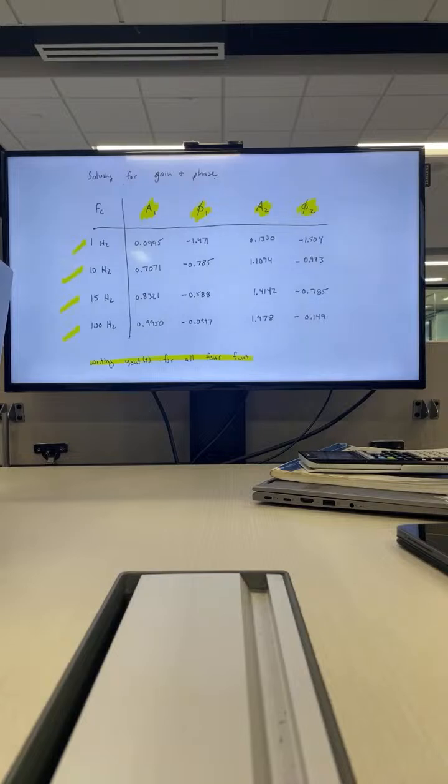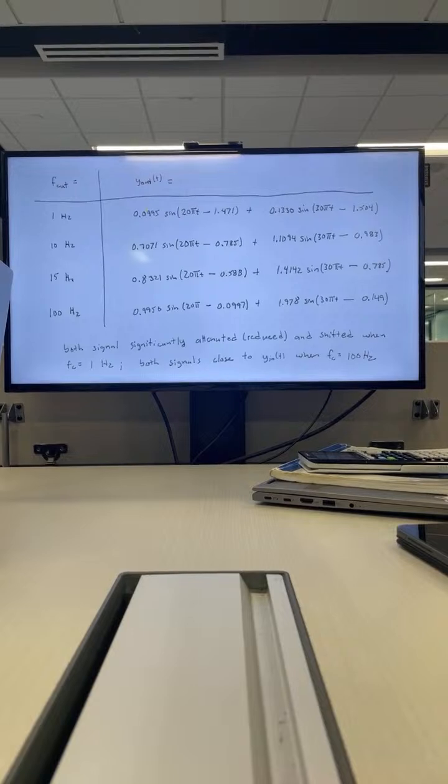Once you find the values for A1, phi 1, A2, phi 2, then you can easily plug them into those equations. This is nothing but A1 sine(20 pi t minus the phase angle phi 1), and this is plus A2 sine(30 pi t plus or minus phi 2). So these are the 4 equations you will have.